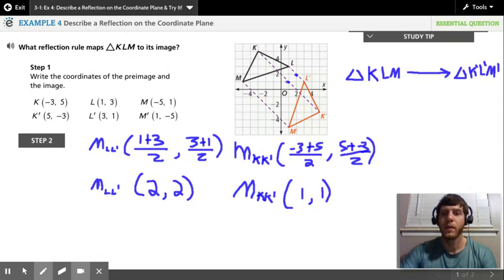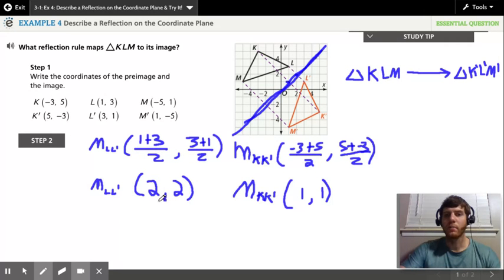All you need is 2 points to define a line. So now we can simply draw in the rest of our line of reflection. It's going to go through those 2 points and down through the rest here. You could find M and M prime too, but again, you only need 2 points to define a line. So let's figure out what that line is. To know the line, we need the slope and the y-intercept. So let's find the slope.